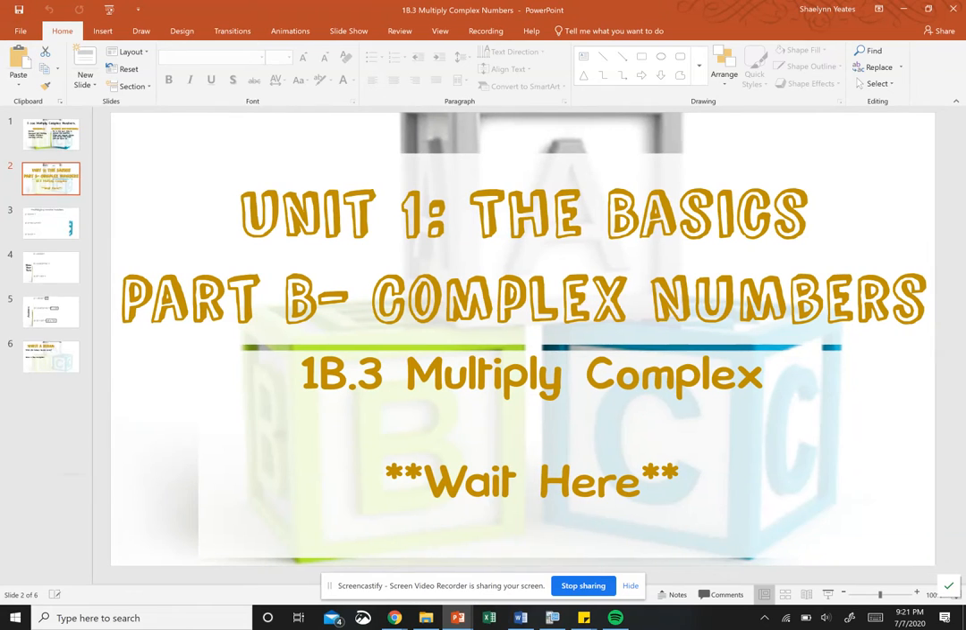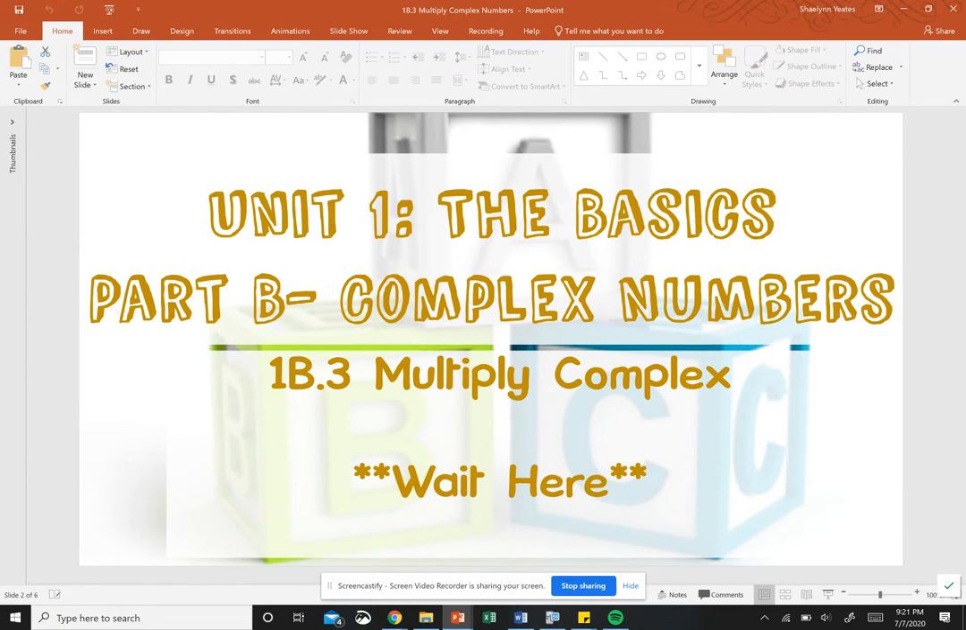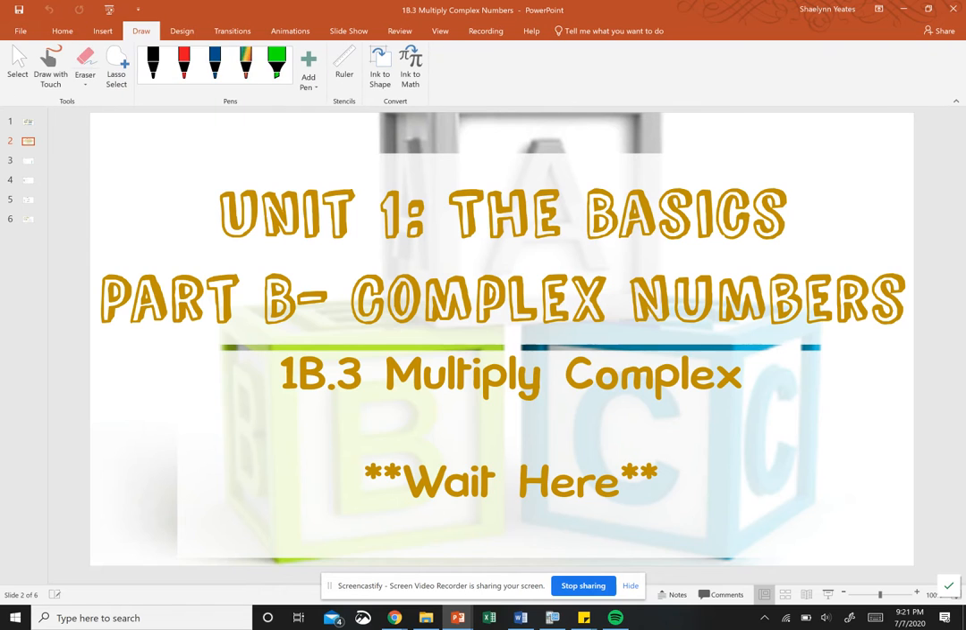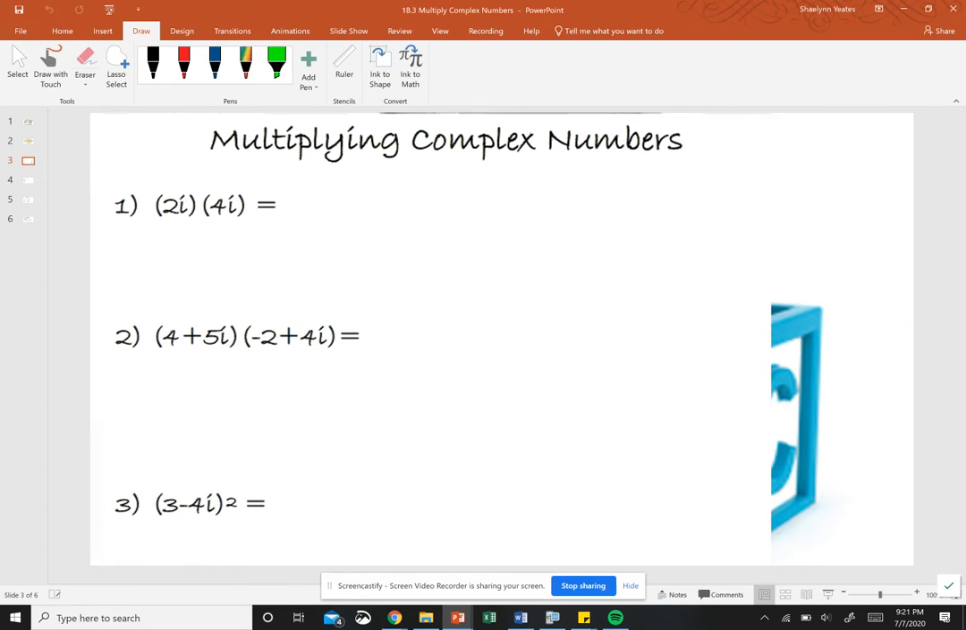Hey guys, so today we're going to be focusing on multiplying complex numbers. Last time we did add and subtract, today it's multiply and divide. All right, so our big focus is really going to be what i squared is.